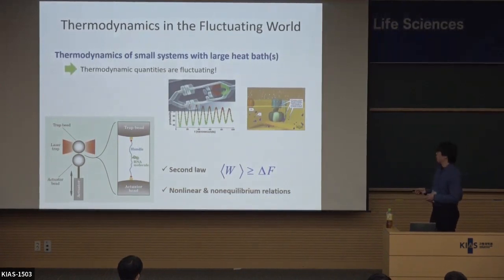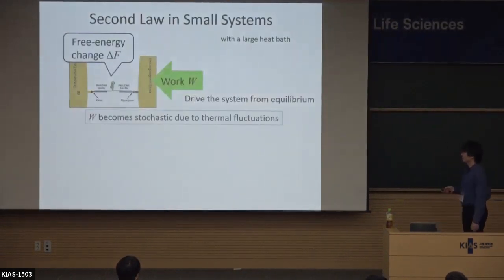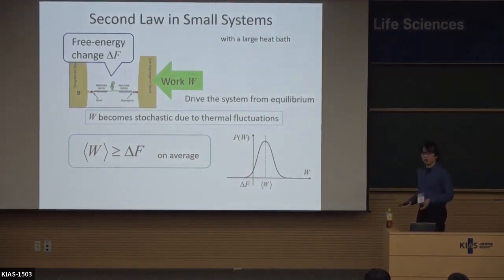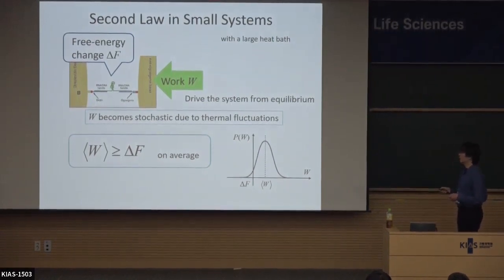Okay, so this is, for example, a schematic of the work distribution of this kind of RNA experiment. In macroscopic systems, the work doesn't have any distribution. It's just a deterministic quantity. If you measure the work in the macroscopic world, you always get the same value because the thermal fluctuations are negligible. On the other hand, in the case of microscopic systems, the work is a random variable. So we have some distribution, and we have the average, like here.